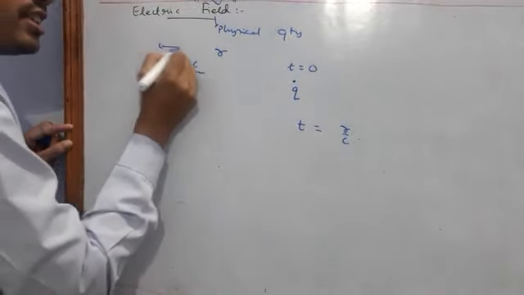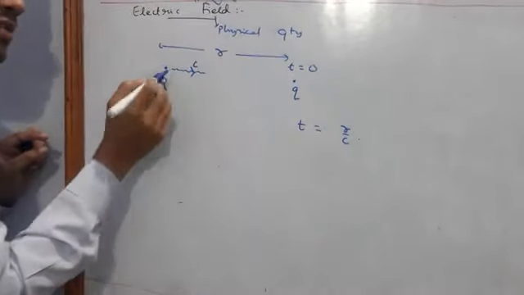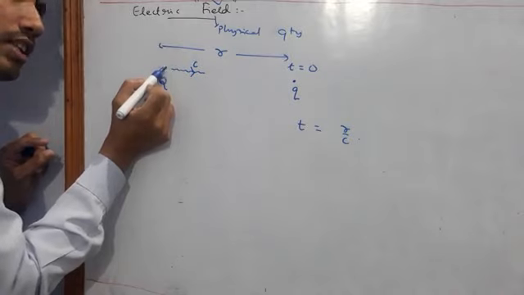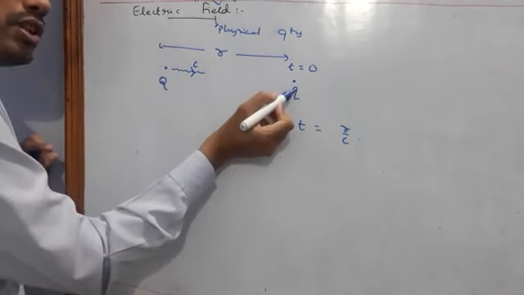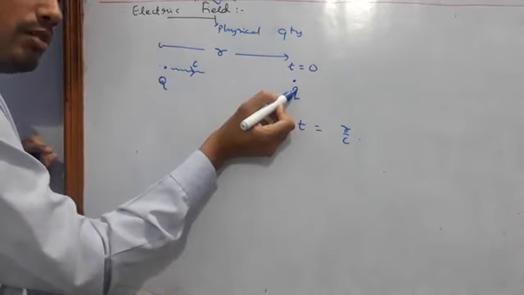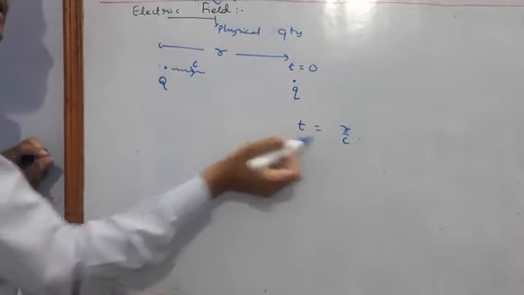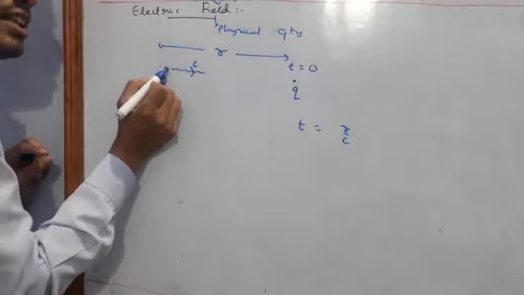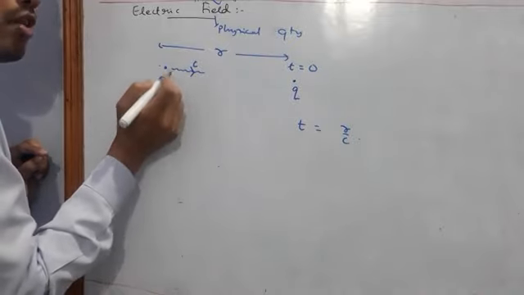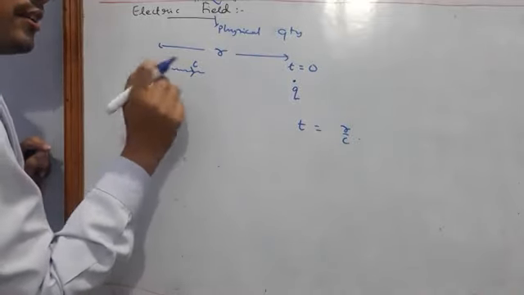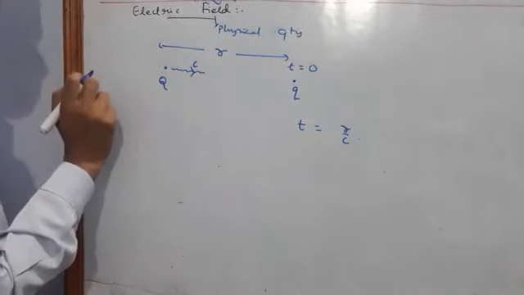If this distance is r, the time that this field takes to reach from this capital Q to this small test charge q will be how much? Speed is distance by time, so time will be distance by speed, that is r by c. It takes some time for the charge to experience the force.